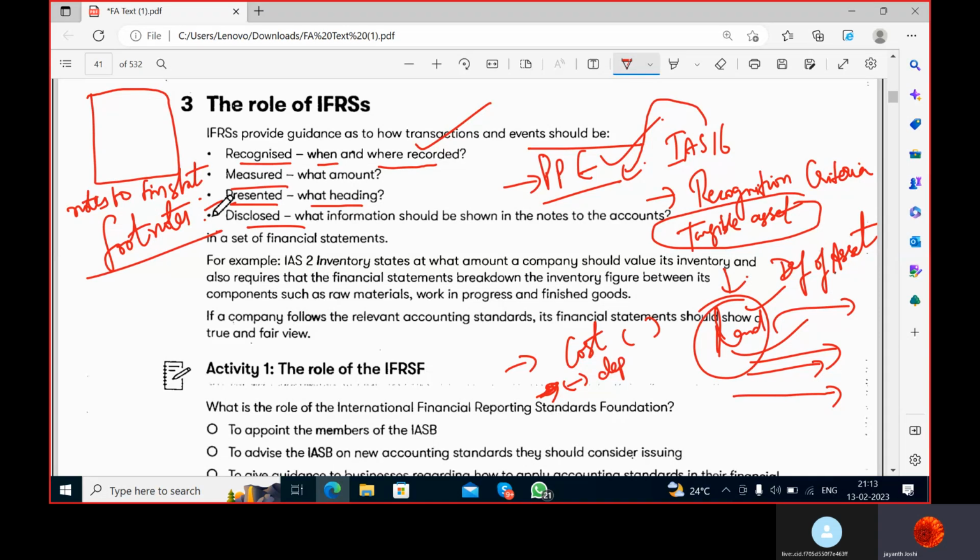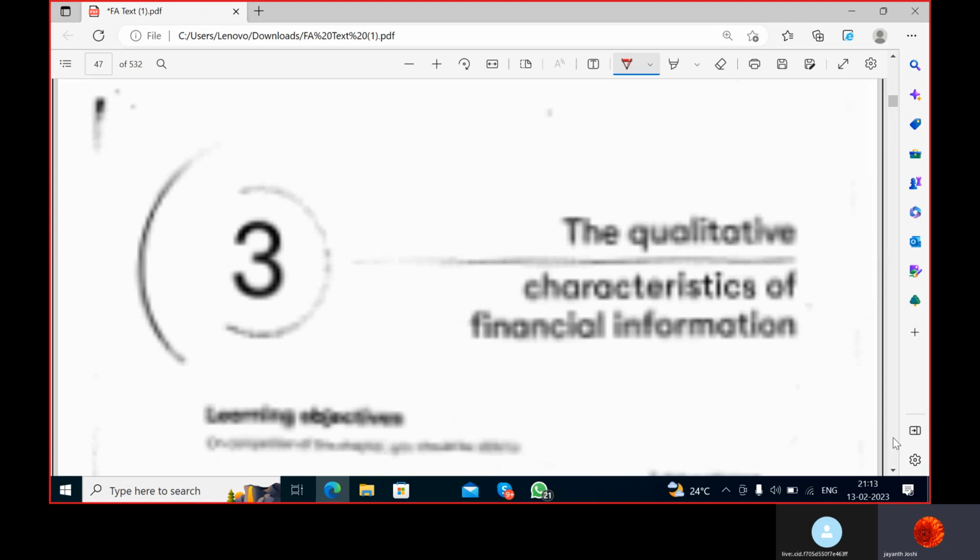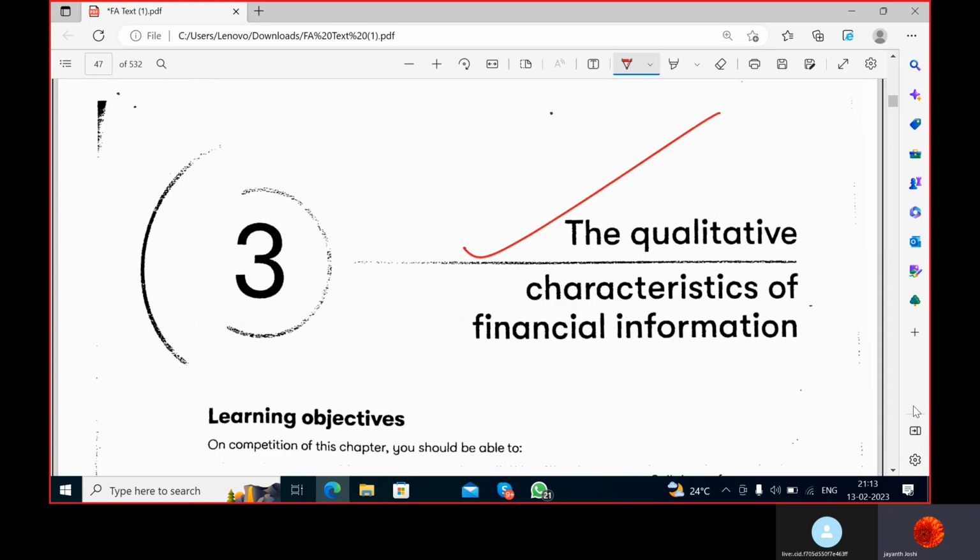Okay. So they have given the example of inventory. You can go through that. I have given the example of land. So that is what you can contrast. This is the end of this chapter. We will start the next chapter tomorrow immediately. The next chapter is the qualitative characteristics of financial information.